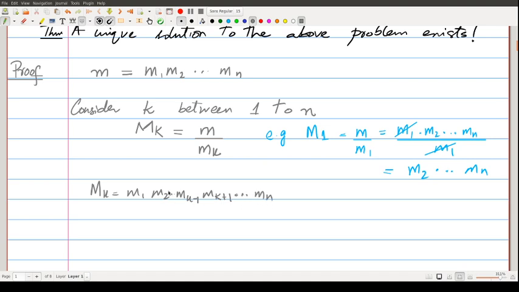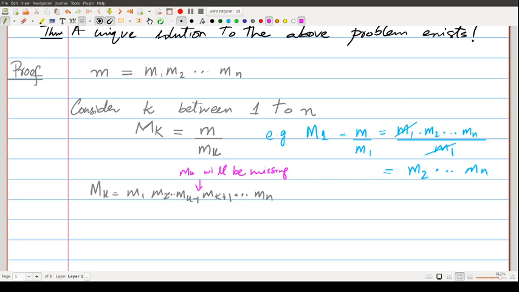The important thing to notice here is that mk will be missing because it's cancelled out. Small mk has been cancelled out because it was divided by small mk. And so capital Mk consists of all of these numbers.